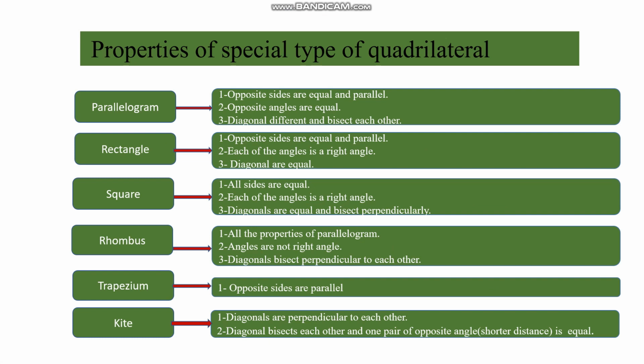Now the next point is properties of special types of quadrilateral. First, parallelogram. Opposite sides are equal and parallel. Opposite angles are equal. Diagonals are different and bisect each other. Second is rectangle. Opposite sides are equal and parallel. Each of the angles is a right angle. Diagonals are different. The third one is square. All sides are equal. Each of the angles is a right angle. Diagonals are equal and bisect perpendicularly.